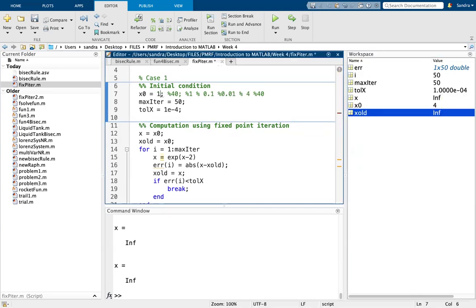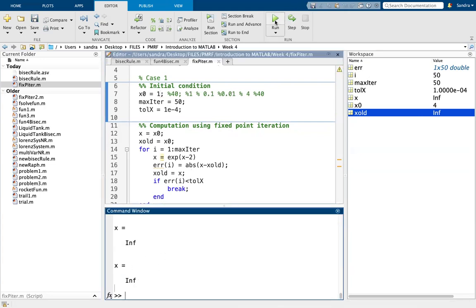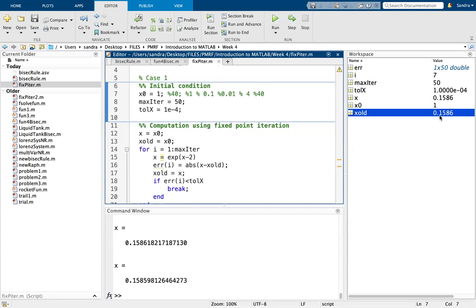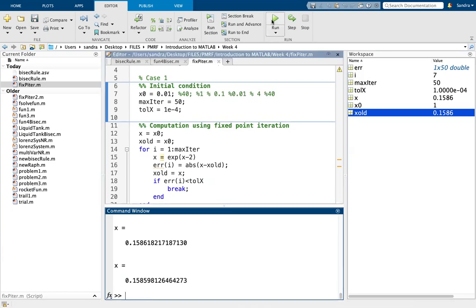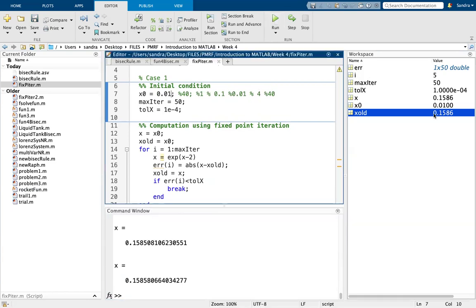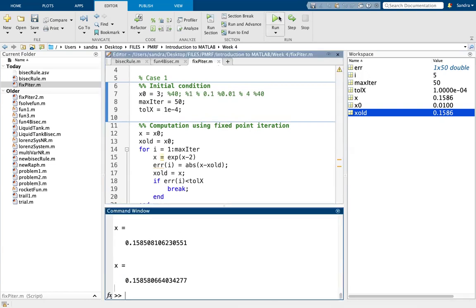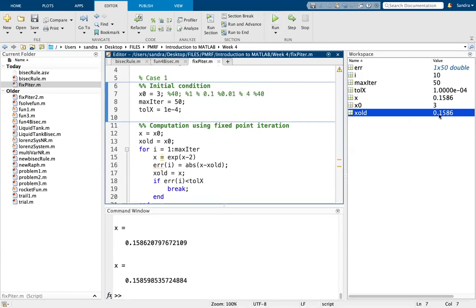Let me take a different initial guess, x is equal to 1. Again, when I run the solution, I am getting the first root, 0.1586. Now I change the initial guess again to 0.01. Again, I land up in the solution 0.1586. What if I use a value which is very close to the second root, something like 3? What will happen? Again, I'm landing on the first root.